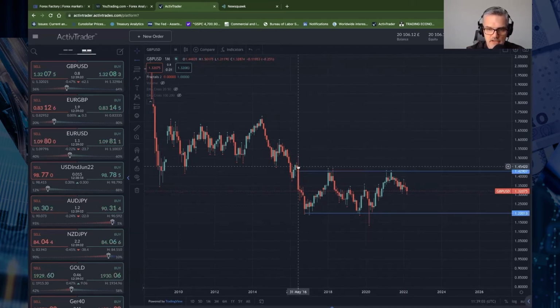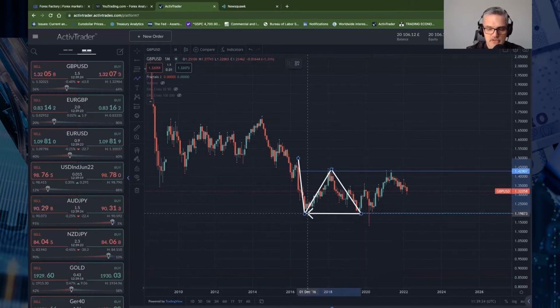Obviously trading within that range between 1.45 and 1.2. Did take out the liquidity that was below here. So if we just put this up, yeah, we have Brexit, come back up, found resistance at the breakout level, came back down, tested that low, made a double bottom. So when you get a double bottom, you get liquidity.